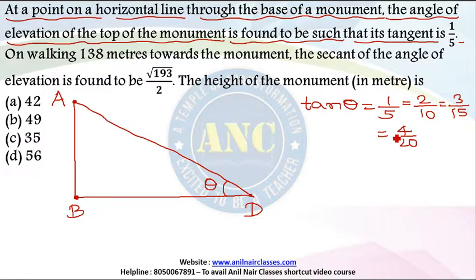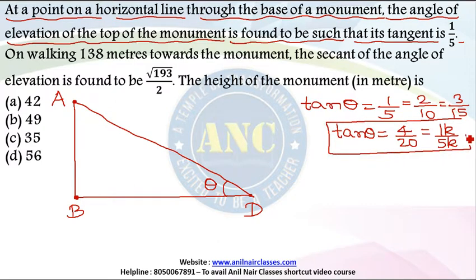I hope you are understanding. 3 by 15 is also nothing but 1 by 5. 4 by 20 is also nothing but 1 by 5. In simple language, tan theta is nothing but 1 by 5, or in other words I can write it as 1k divided by 5k. That means it is in the ratio of 1 by 5, or any other values of the 1 by 5 ratio like 2 by 10, 3 by 15, etc., which I am representing as 1k is to 5k.